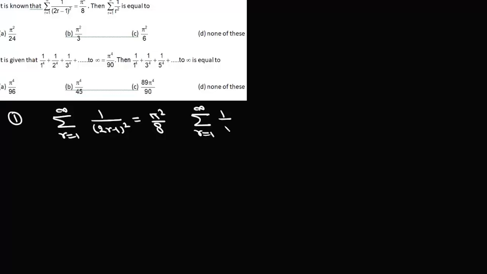Now here we have 2 questions. The first question is, we are given that summation r varies from 1 to infinite 1 upon (2r minus 1) whole square, it is equal to pi square by 8. Then we need to find sum of this series, r varies from 1 to infinite 1 upon r square.